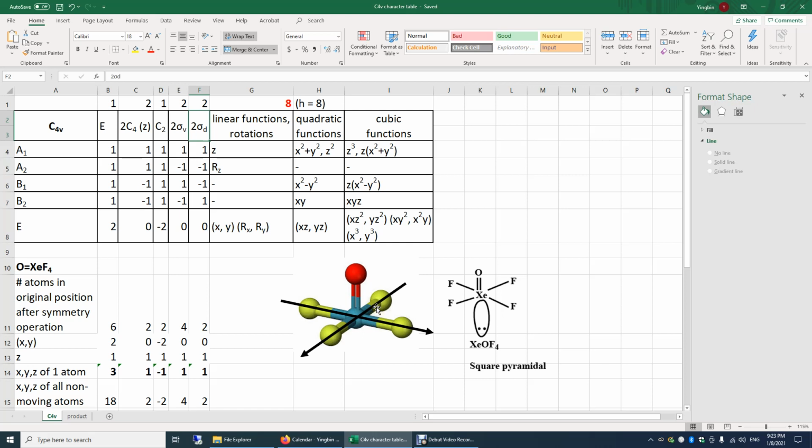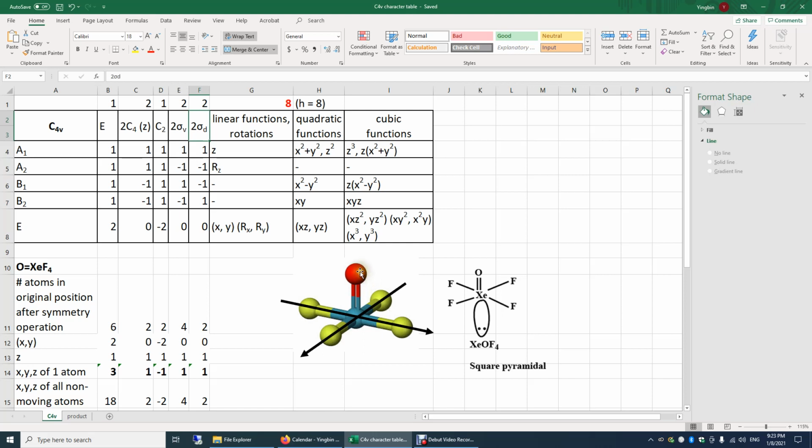In the C4v point group, we have a C4 principal axis. We also have 4 symmetry planes. There are 2 sigma V symmetry planes and 2 sigma D symmetry planes. Each of the 2 sigma V's contains 4 atoms. For example, over here, 1, 2, 3, 4. These 4 atoms define 1 sigma V.